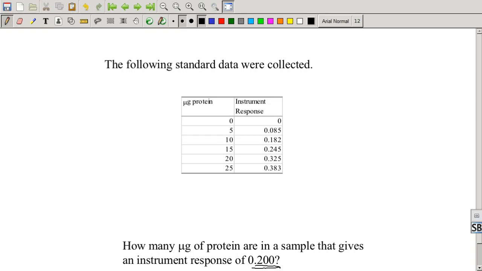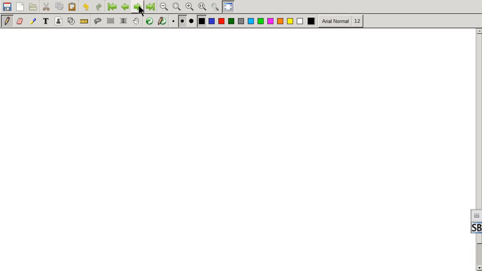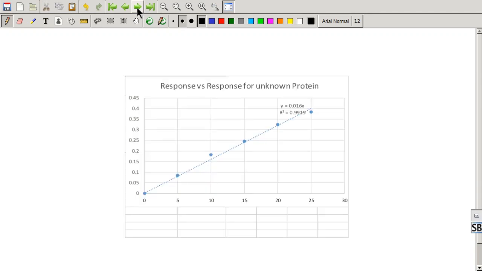What am I going to do? I am going to make a standard plot. I'm going to plot instrument response on the y-axis because it's the dependent variable, and concentration or amount of protein on the x-axis. That is the independent variable. And there we have it.